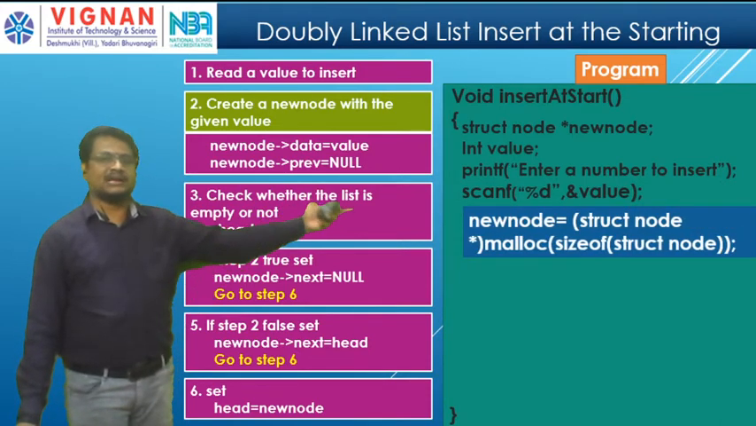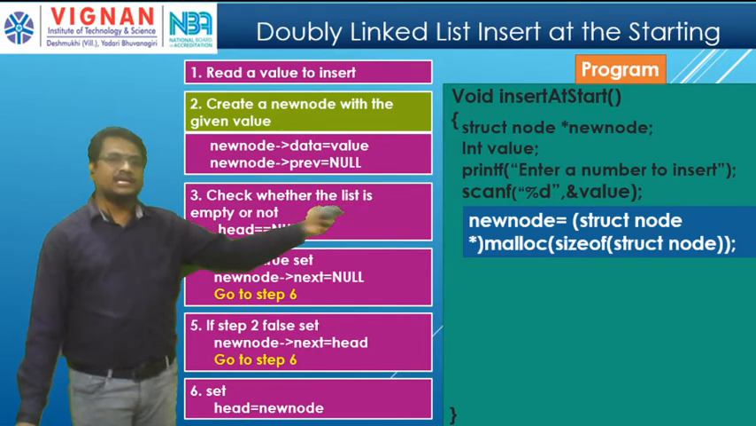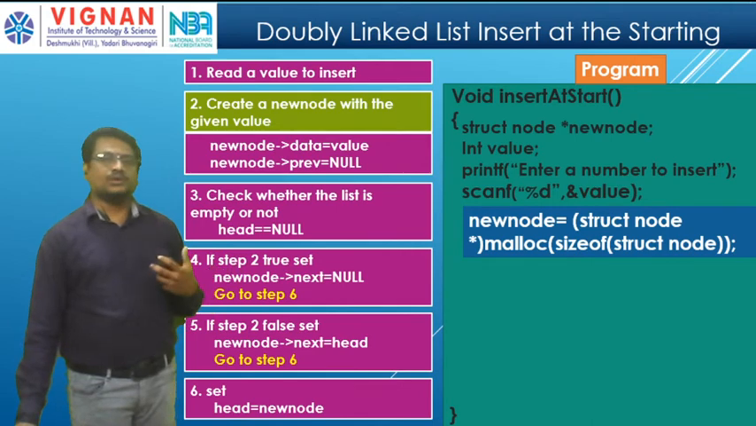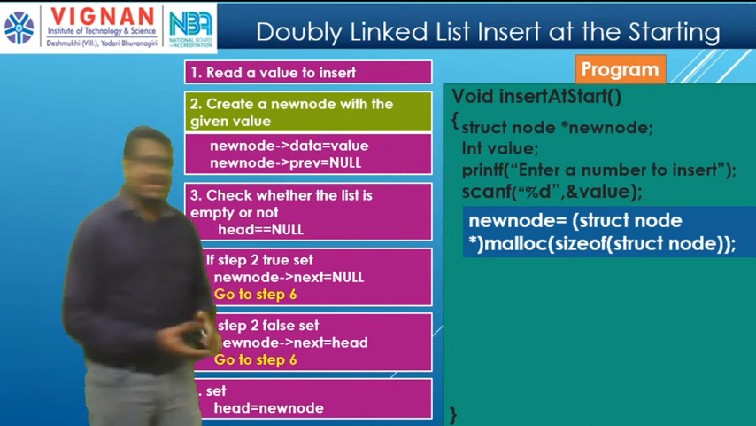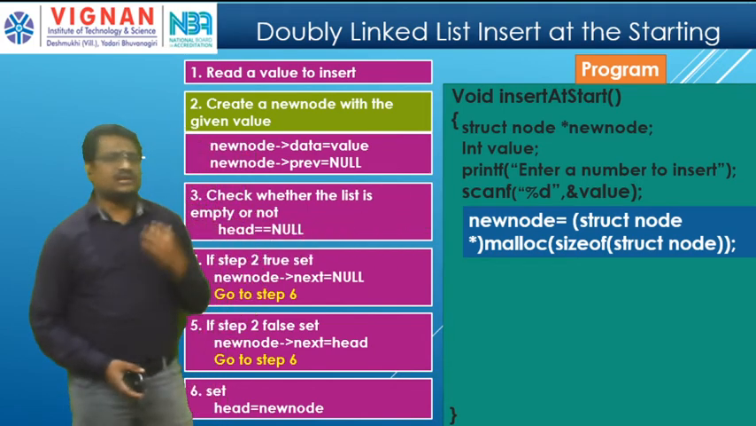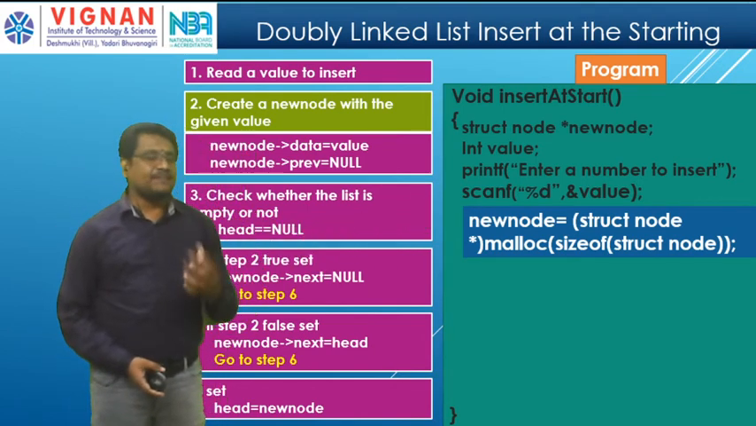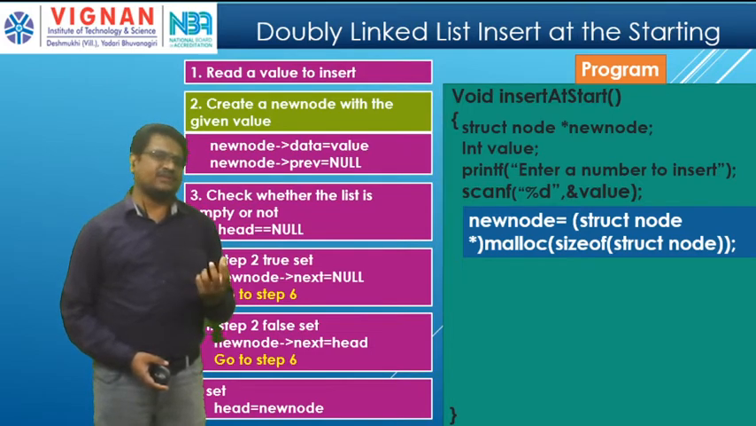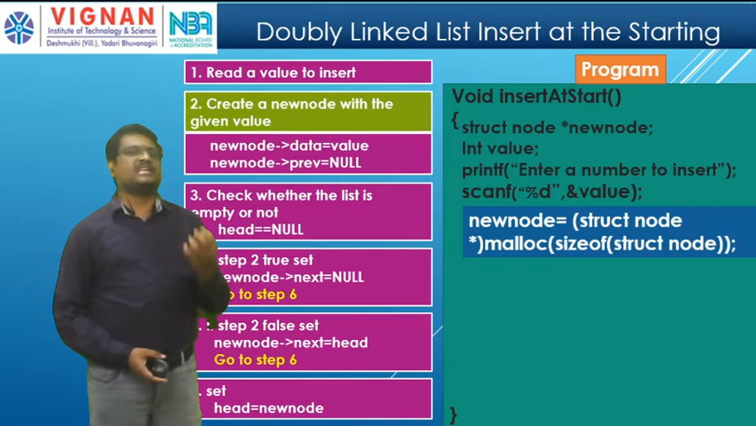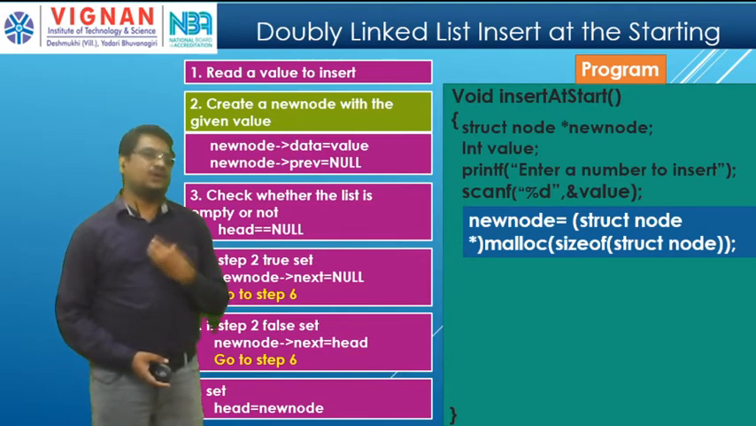Now this is the command or line for creating, or reserving a space, creating a node. Now here you can see malloc. Next, structure node. See here, what is the purpose of malloc? Whatever the data type you have given in malloc, that data type space will be reserved by malloc. So first I am creating a node for data for double linked list.